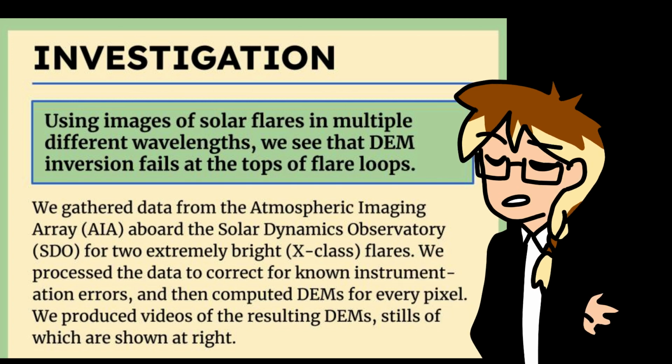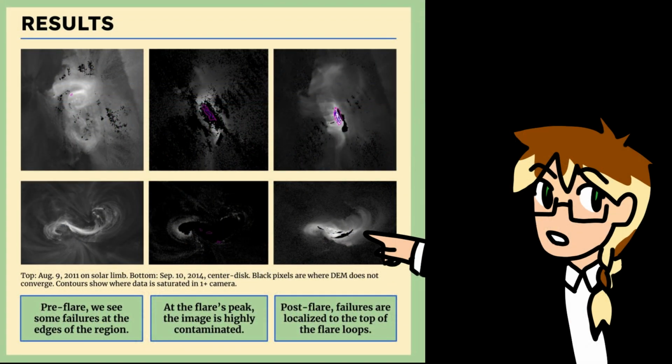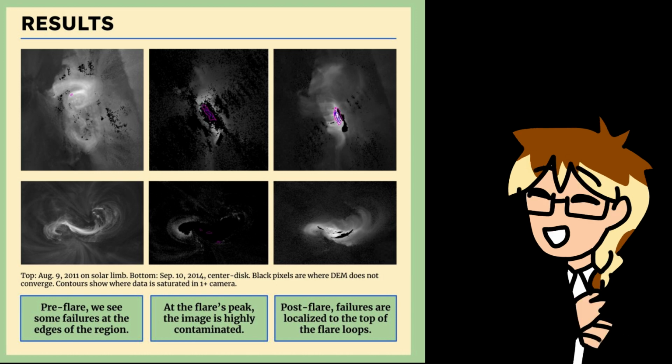And what we found is that for the biggest and brightest flares on the sun, our method doesn't work. Specifically, it doesn't work at the very tops of where the flare loops are. You can see here in these images that right after a flare happens, we get these black pixels localized right at the loop tops, which tells us that we don't know how hot the flare is right there. When we saw this, we started getting really excited. We want to find out why this is happening, and this is what we've been studying.